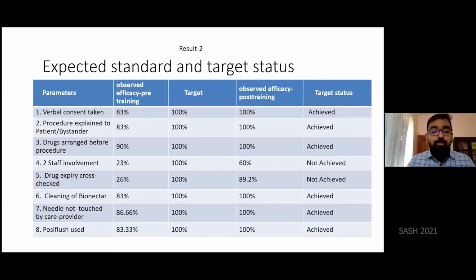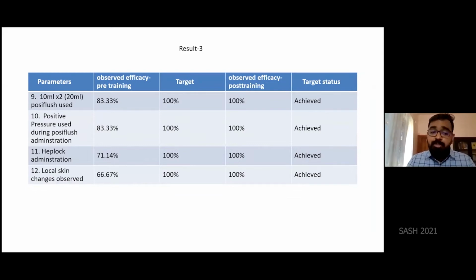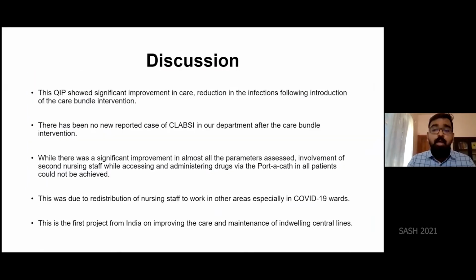The adequate volume of saline being used after each access of Portacat improved from 83 to 100%. The needle not touched by the care provider also improved from 86 to 100%. The positive pressure administration also improved in the same manner, while the heparin administration after each accessing of the Portacat or removing the Portacat has increased from 71 to 100. And looking forward to local signs of local skin changes, to look forward to any extravasation has improved from 66 to 100%.